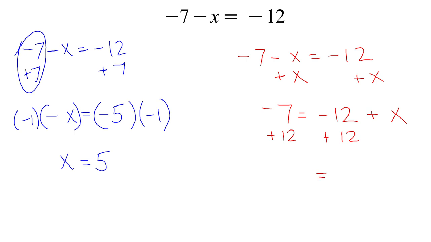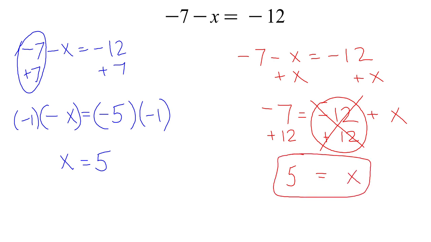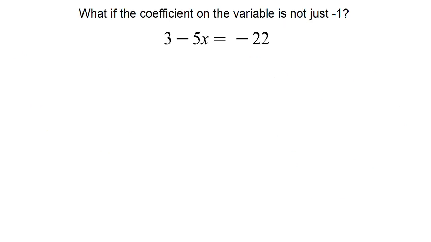Negative 7 plus 12 is a positive 5. These ones cancel out here. And we're just left with 5 equals x, or x equals 5. Same as we got using the other method. And again, it does not matter which one you choose to use. You'll always get the same answer.